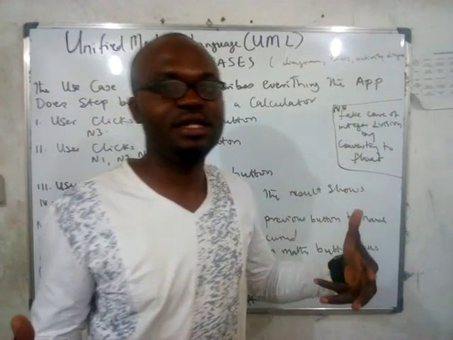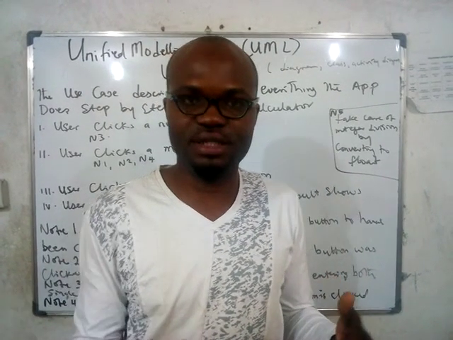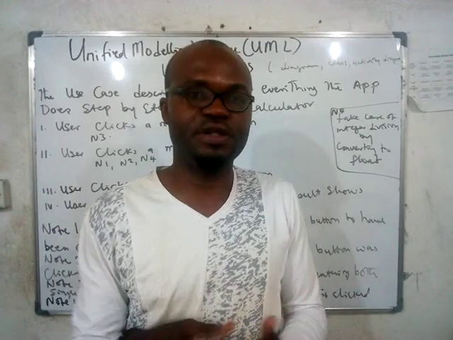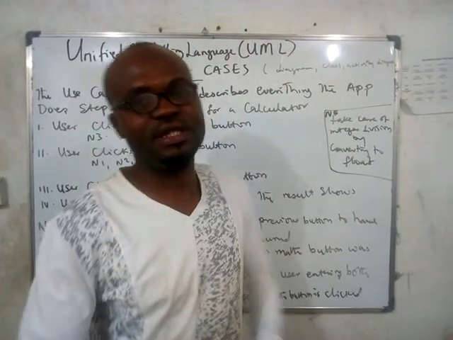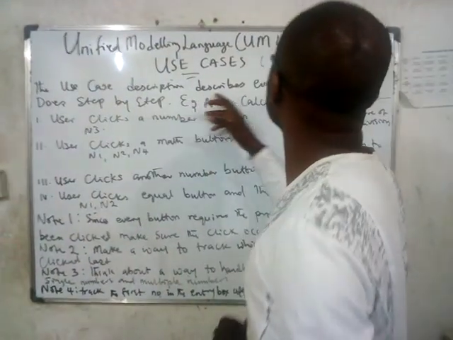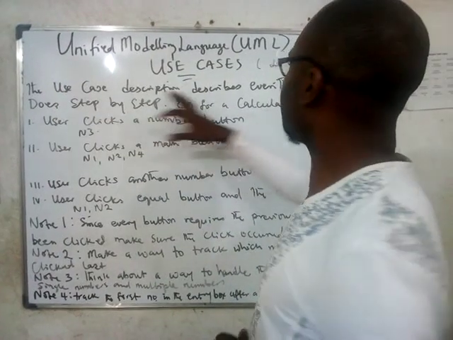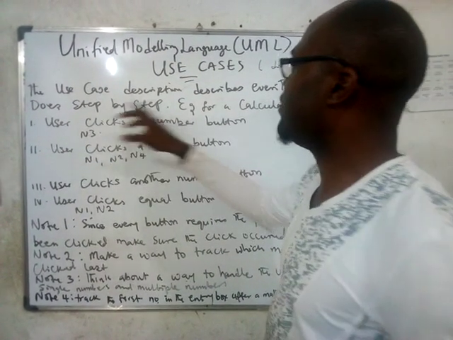Class, like I said, the components of the software have to be visualized like objects that have features and functions. So you have a diagram for that. You also have what we call the activity diagram. So to start with, we are going to be using use case description. Use case description is actually a method that describes everything the app does step by step.